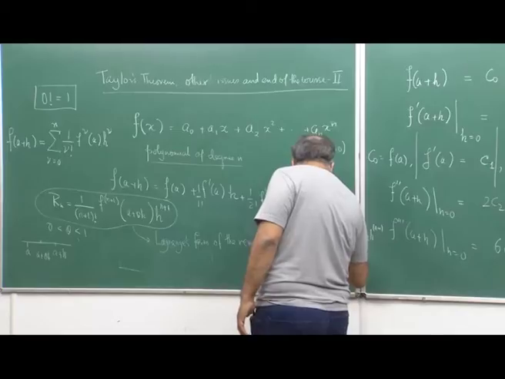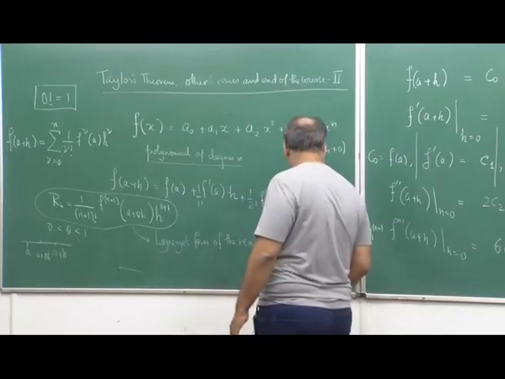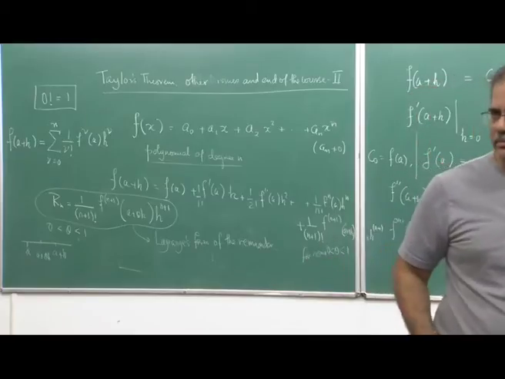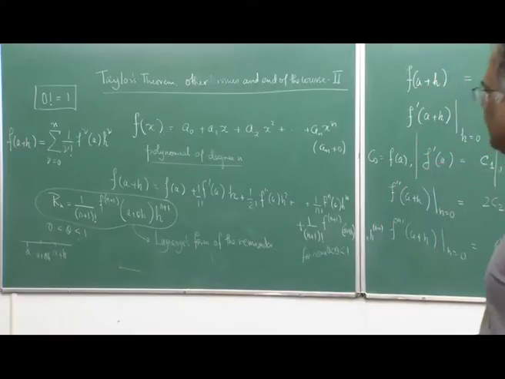I cannot pinpoint the theta. It depends on the choice of a and h and all those things. So theta depends on the choice of a, choice of h and all those things. So this is the key idea.